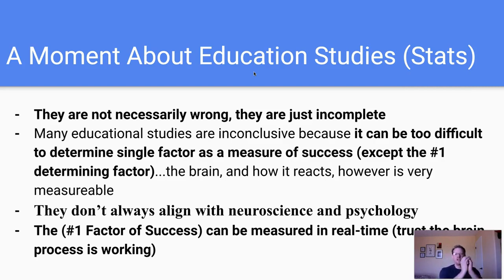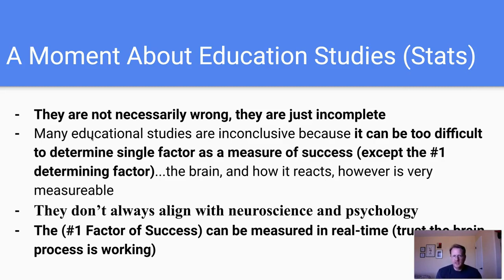It's like, hey, this strategy is the best, it works. Really, when you take all these different factors into account, it isn't necessarily the case, or it might be based on one teacher, one class, one district, one school. So oftentimes they're not necessarily complete. I feel that many educational studies are inconclusive because it can be too difficult to determine a single factor as a measure of success. Like, this one strategy worked because it worked in my class. Yeah, but your class is different than other classes.